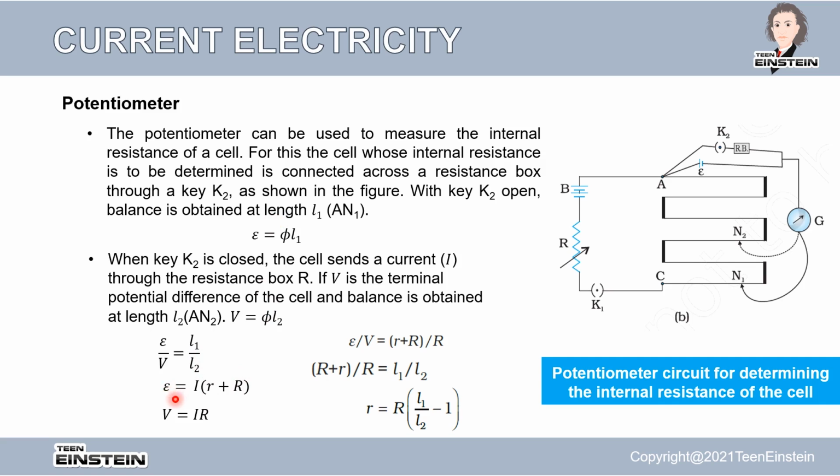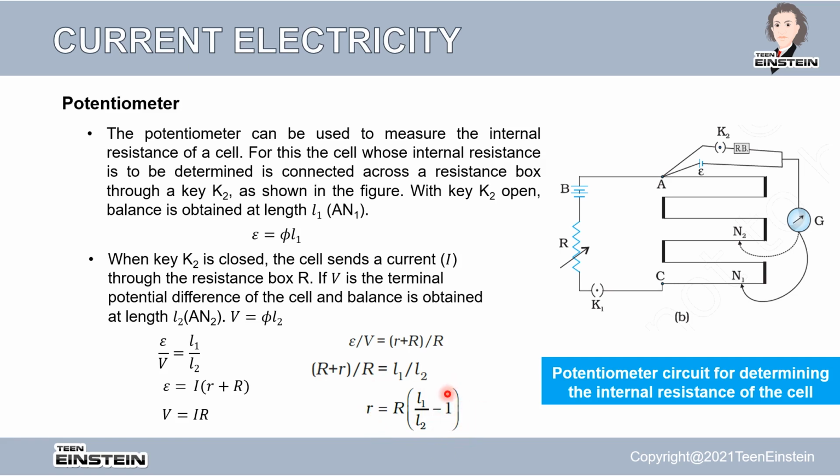Now you know that epsilon equals I into (R plus r) and V equals I into R. If you divide epsilon by V, substituting these two equations, then I gets cancelled and you get (R plus r) divided by R, which is also equal to L1 by L2. So now if you rearrange this equation, you can find the internal resistance r equals capital R multiplied by (L1 by L2 minus 1).